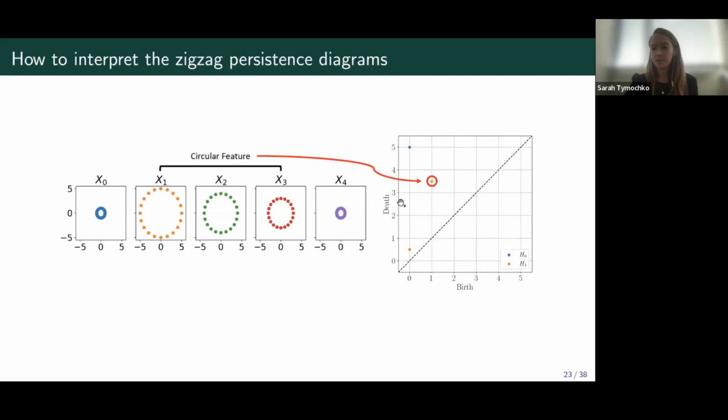And this corresponds to, in our zigzag persistence diagram, the birth being the index of our point cloud where that feature is born, and our death is the index where it disappears. So here we have a birth at one, since it's born at this x1 point cloud, and it dies at 3.5, since it dies in that union between 3 and 4. So the interpretation is different: now our birth and death represent the sequence of point clouds, rather than the scale of the radius in the Vietoris-Rips complex or the value of the sublevel set parameter.